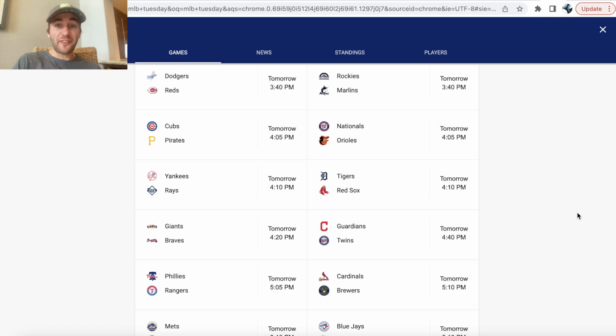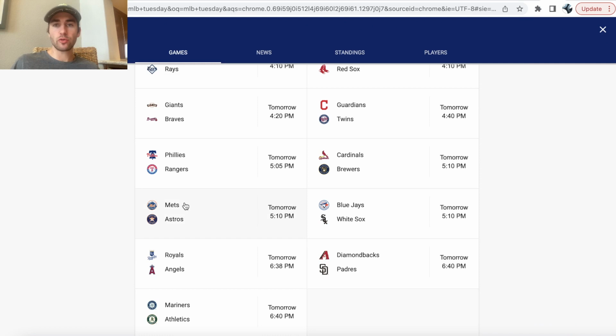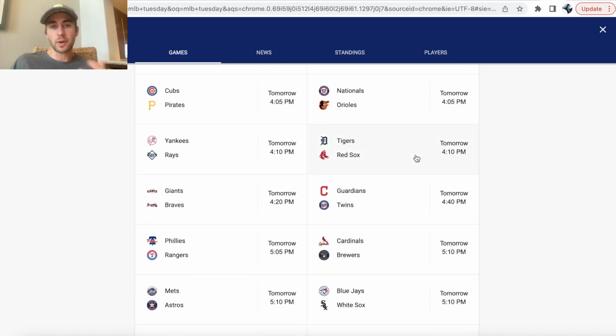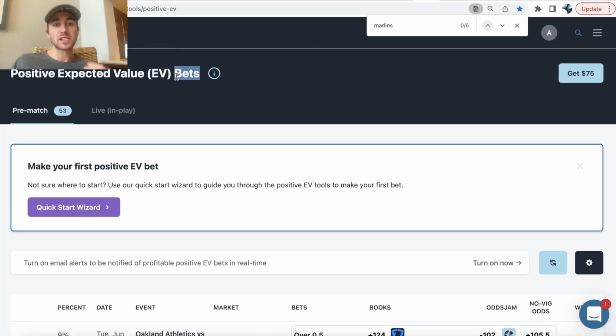What's up, sports bettors? 15 MLB games on Tuesday, and sportsbooks have started to release odds. Once sportsbooks start to release odds, there's often a lot of great bets in the opening line. When sportsbooks first post odds and early action comes in, you'll notice line movements and oftentimes very profitable bets on the OddsJam Positive Expected Value betting tool.